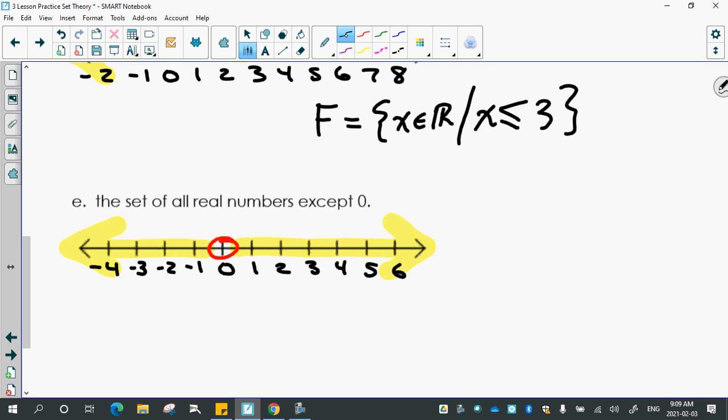And when you just have one number missing and every other number's there, there's an easy way to write it. Anyone have an idea of what that might be? X is in the set as long as? Perfect. X is in the set as long as it's not equal to 0. Okay, so every number not equal to 0 is in the set.